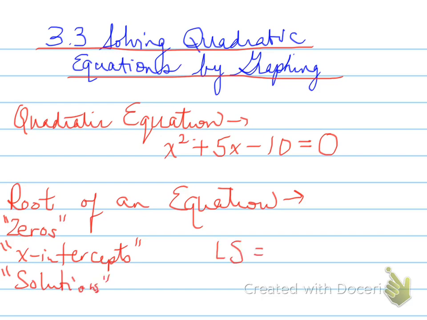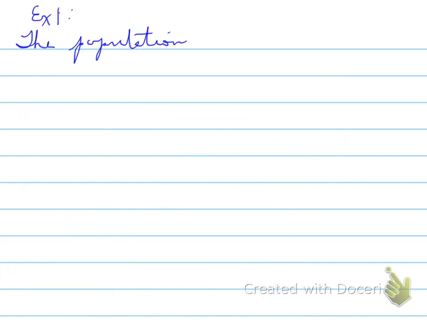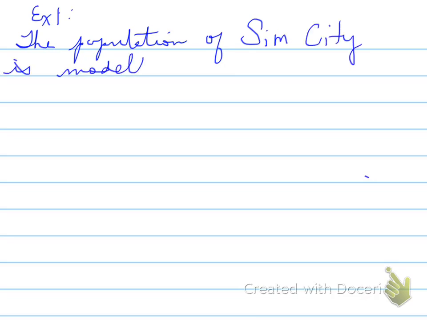Either way, what you're trying to find out is what values of x can I plug into the left side, and what will make it equal the right side. In this case it is 0. So we need to be able to solve quadratic equations by graphing, by looking at the graphs and determining when it equals. So we have a couple of examples. Let's start with the first one.